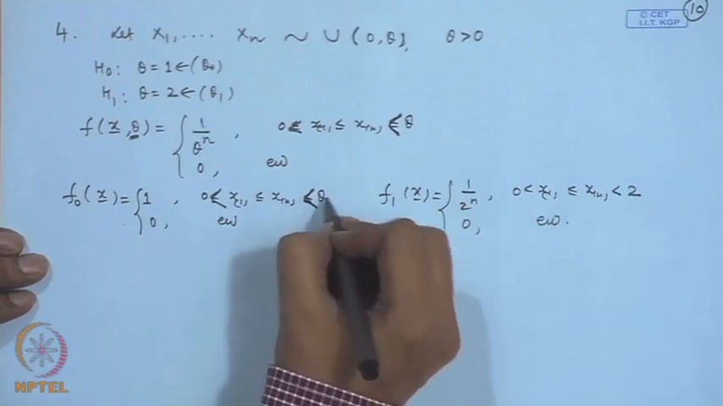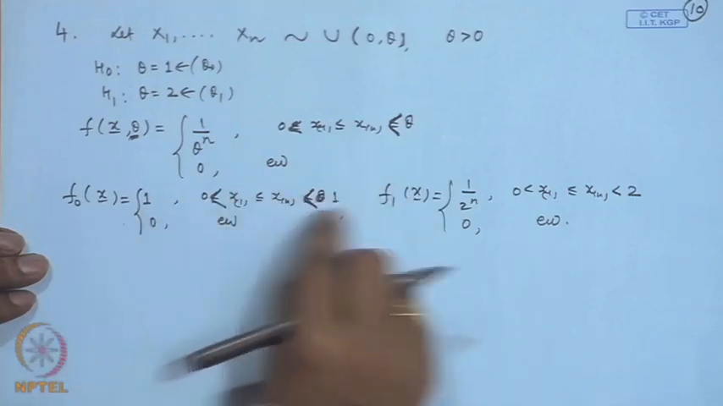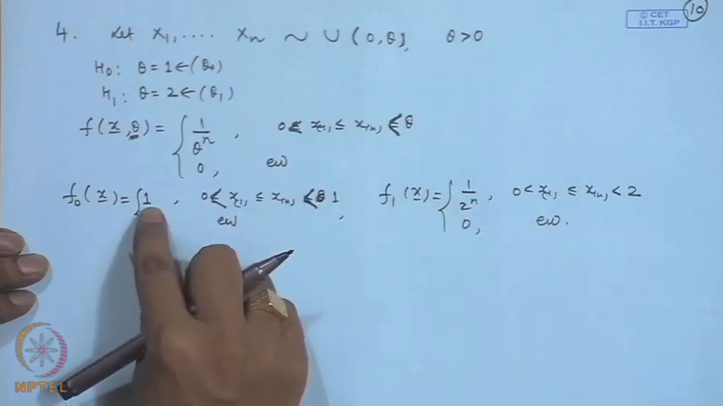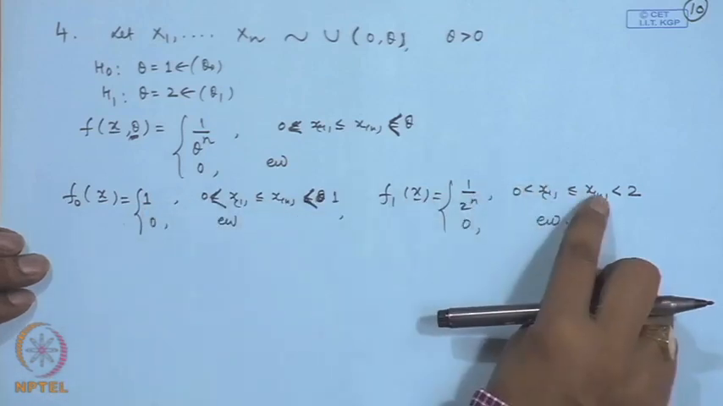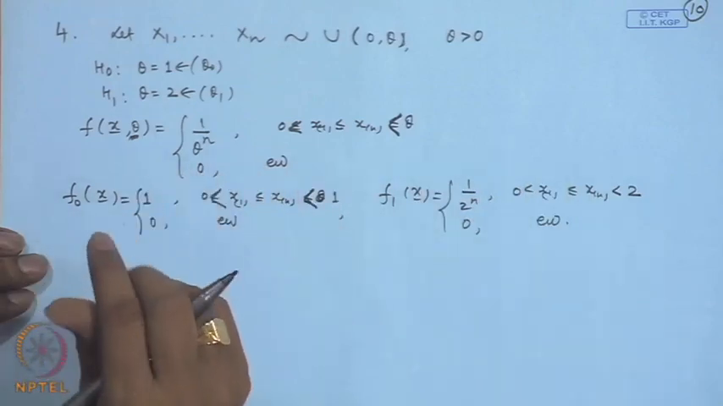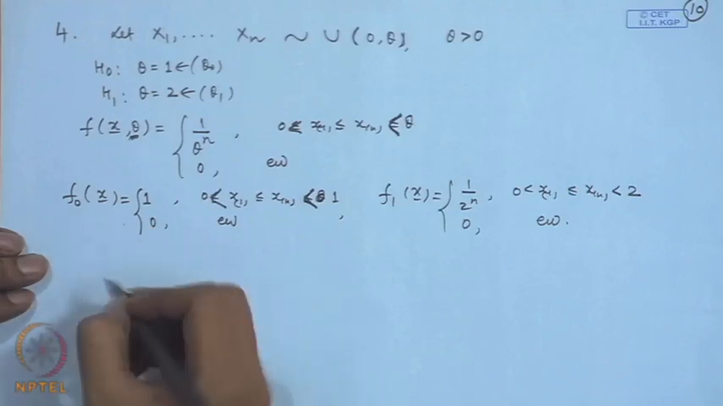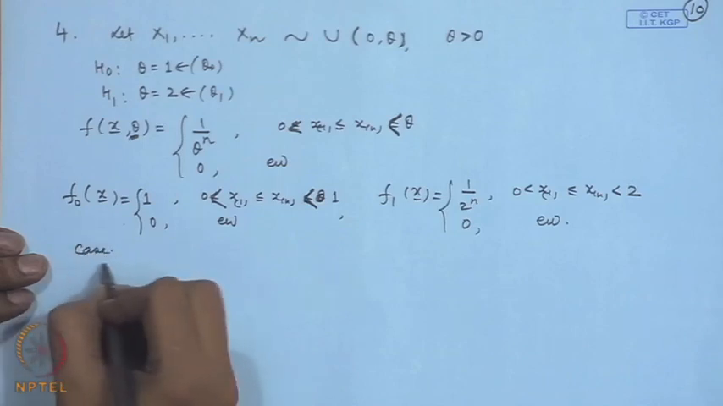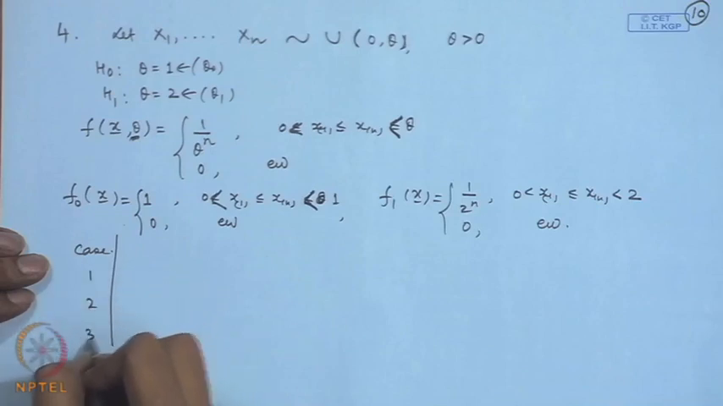I was mentioning here that the range of the densities where the two densities are positive is not the same. Here you can see this density is positive for 0 to 1 and this density is positive for 0 to 2. So, let us look at the various cases of f 1 and f naught. Okay. So, we will make it in the form of a table. Let us consider say case 1, 2, 3, 4 like that we will write 1, 2, 3, 4.